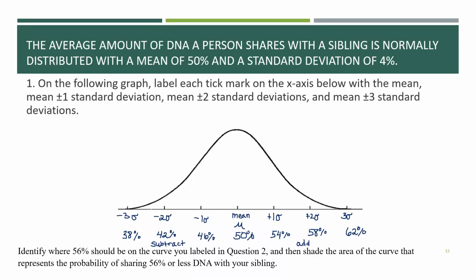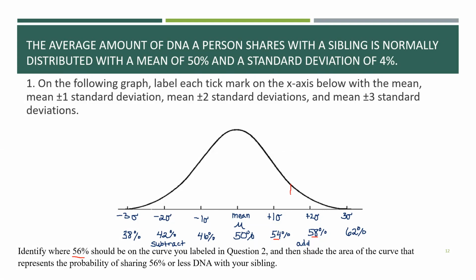So then we have a question at the bottom of our screen, and it asks us to identify where 56% would be on the curve. So 56%, I'm looking at the percentages I labeled. So here's 54, here's 58, and I can see 56 would be smack dab between the two.